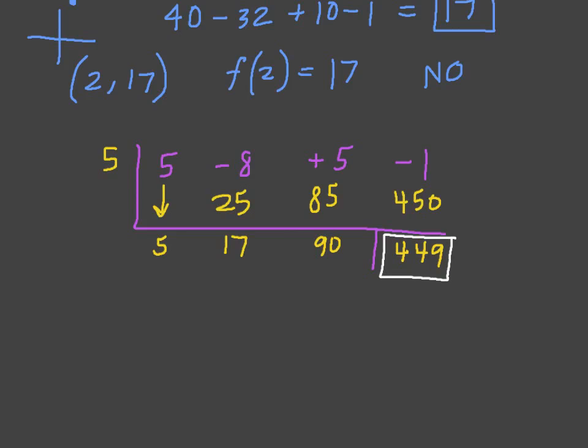So here is our final answer, and we can talk about this a number of different ways. We can write this as an ordered pair. The x value, remember what we plugged in, was 5. Our y value, our final answer, was 449. So there's our ordered pair (5, 449). Function notation, f of 5 is 449.